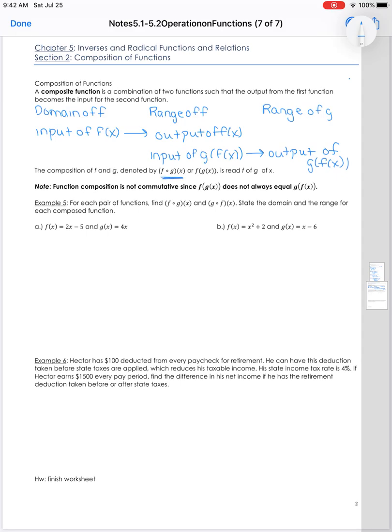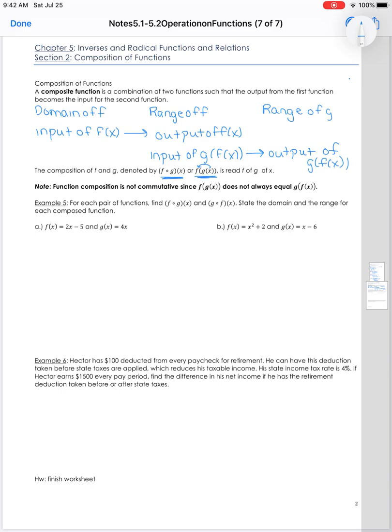Okay, but now in terms of composition of functions, I know this can be a little confusing, I promise it's not too bad. Input of g of f of x, that leads me to the range being the output of g of f of x.